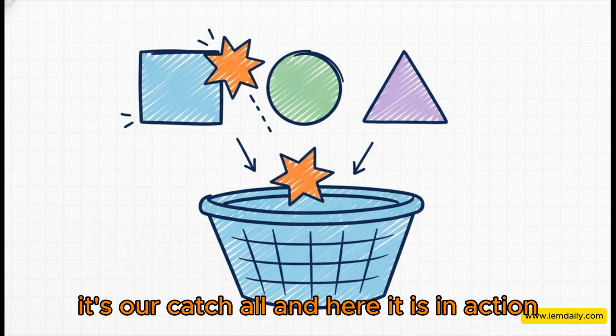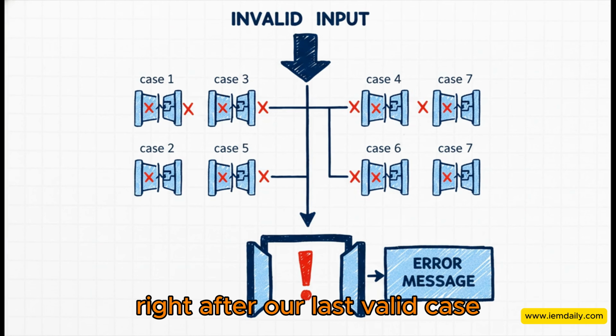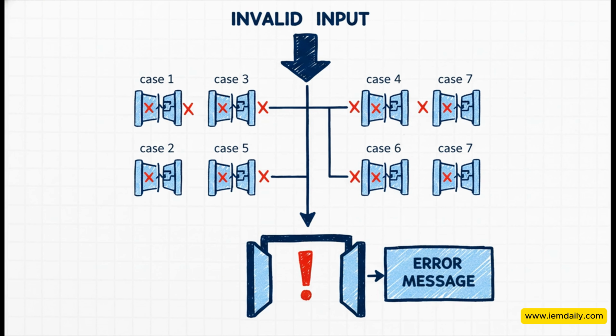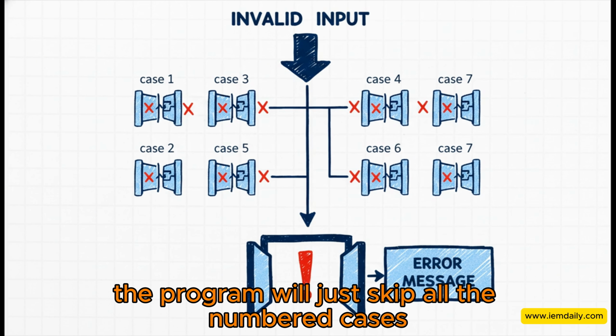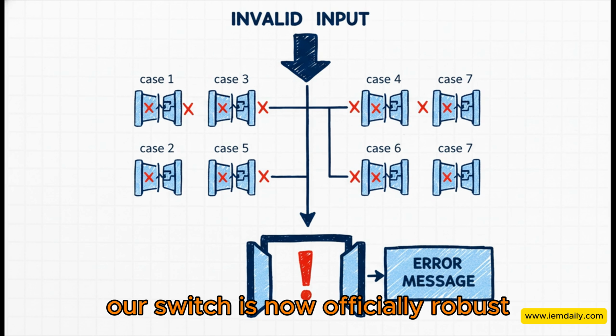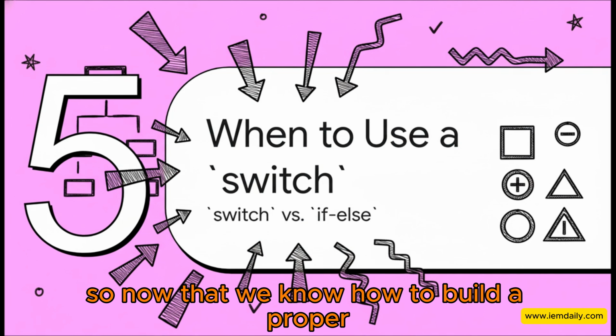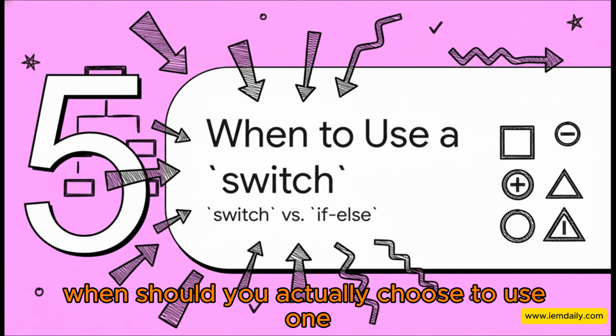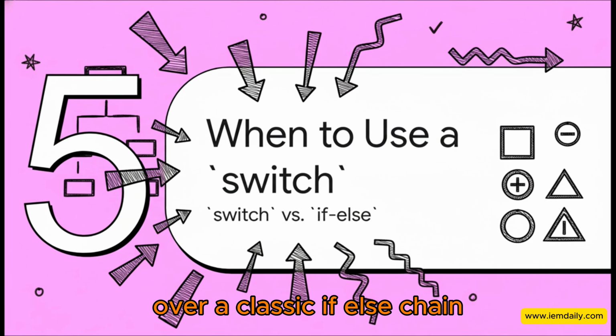It's our catch-all. And here it is in action. Right after our last valid case, case 7, we add our default block. Now if the input is 8, the program will just skip all the numbered cases, land on default, and print a helpful error message. Our switch is now officially robust. So now that we know how to build a proper, robust switch statement, the really big question is, when should you actually choose to use one over a classic if-else chain?